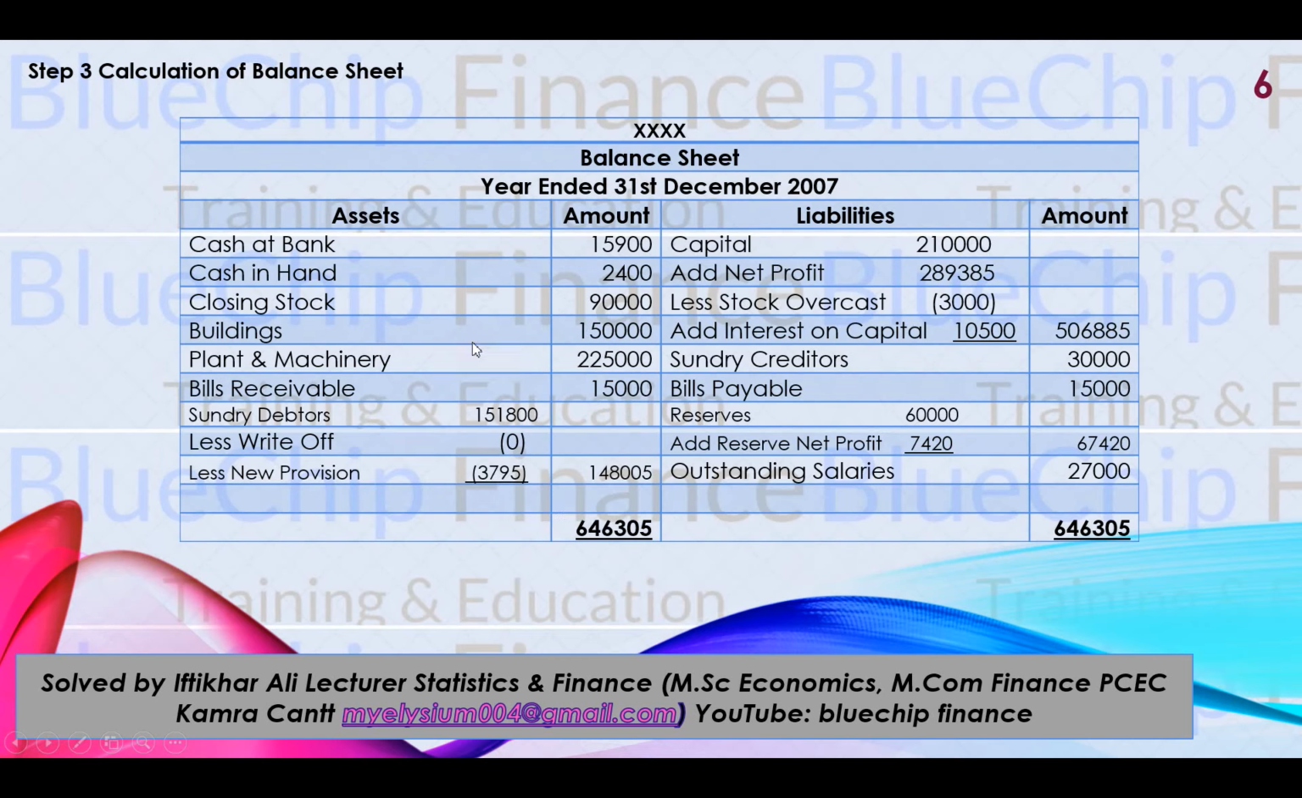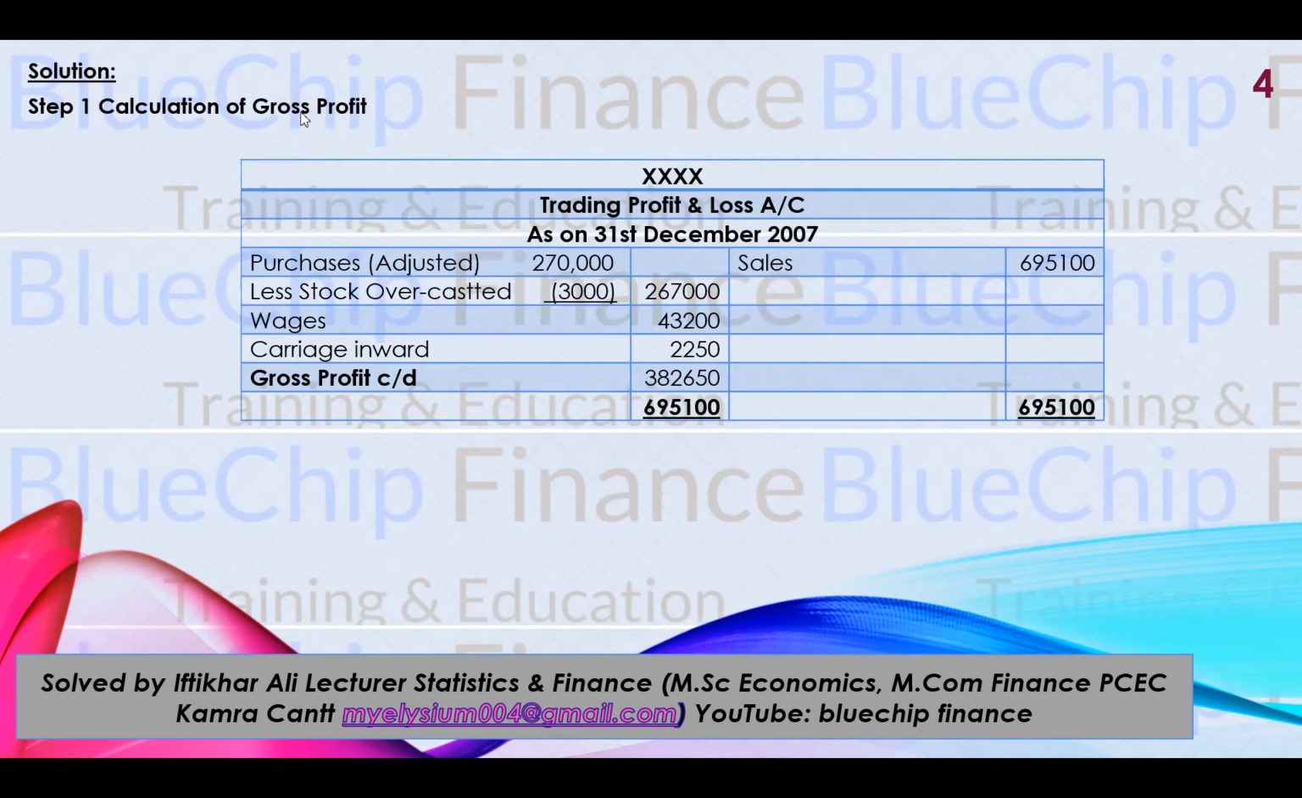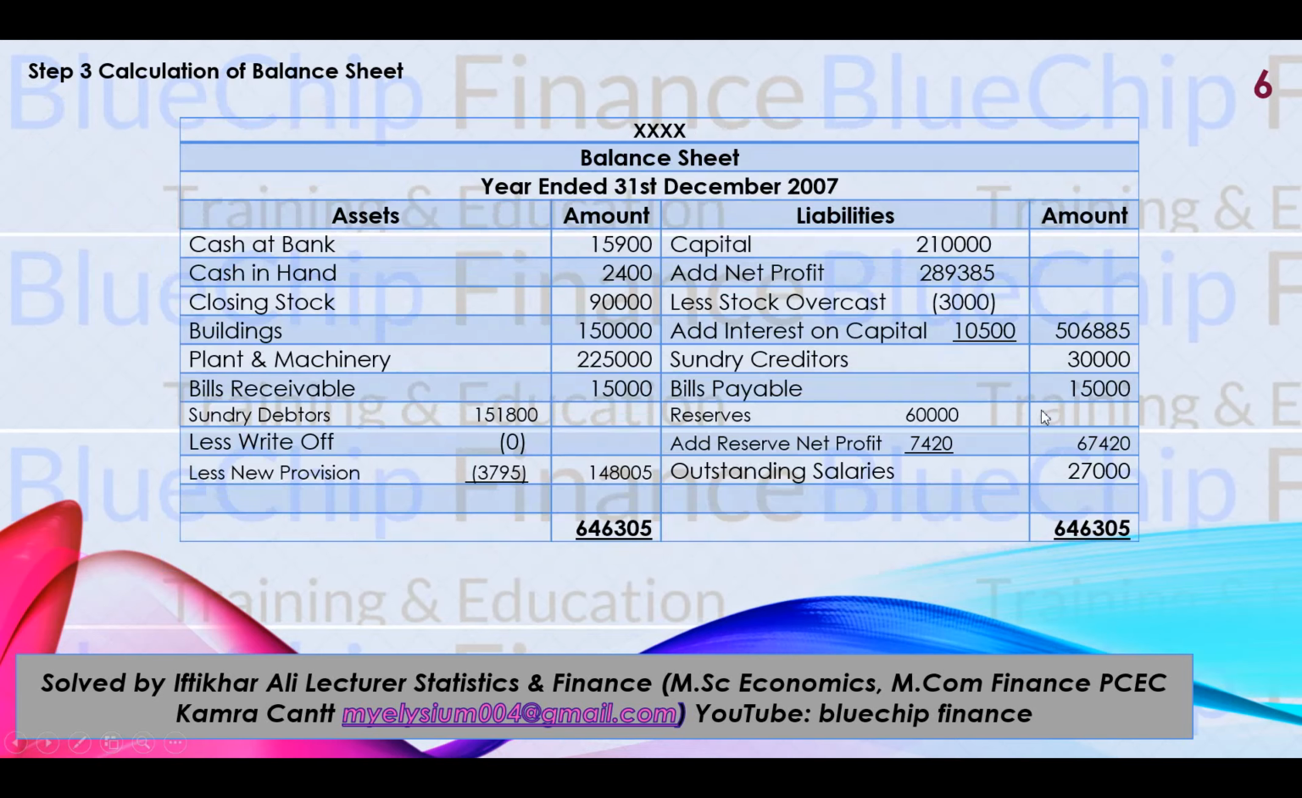3795 new provision. So this will be subtracted from this sundry debtors. So remaining amount is 148005. Now in adjustment, salaries unpaid rupees 27,000 is liability for you. So this must be included in the liability side. Or outstanding salaries 27,000, and all the remaining balances are very easy to understand.